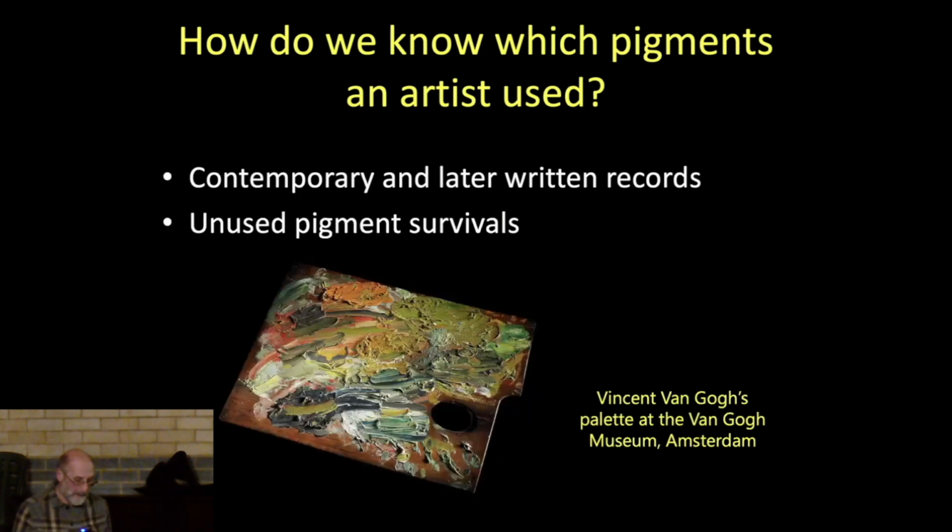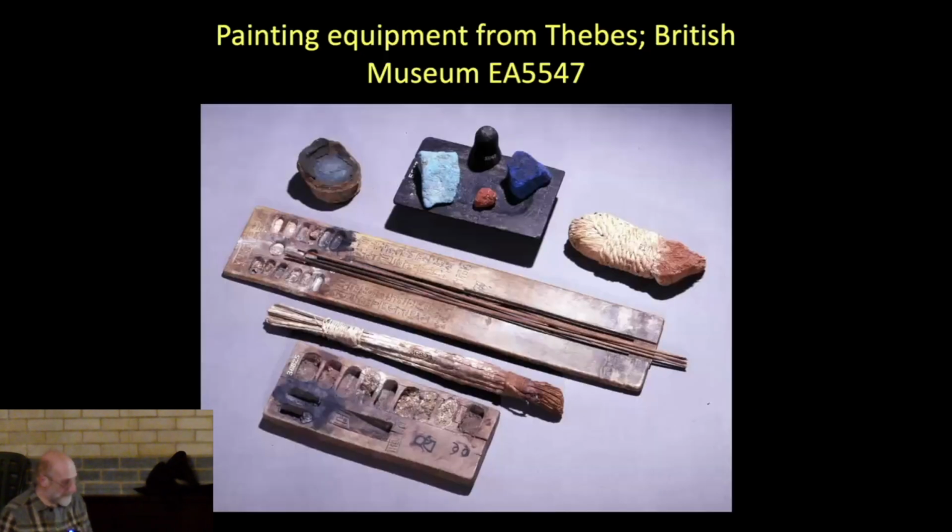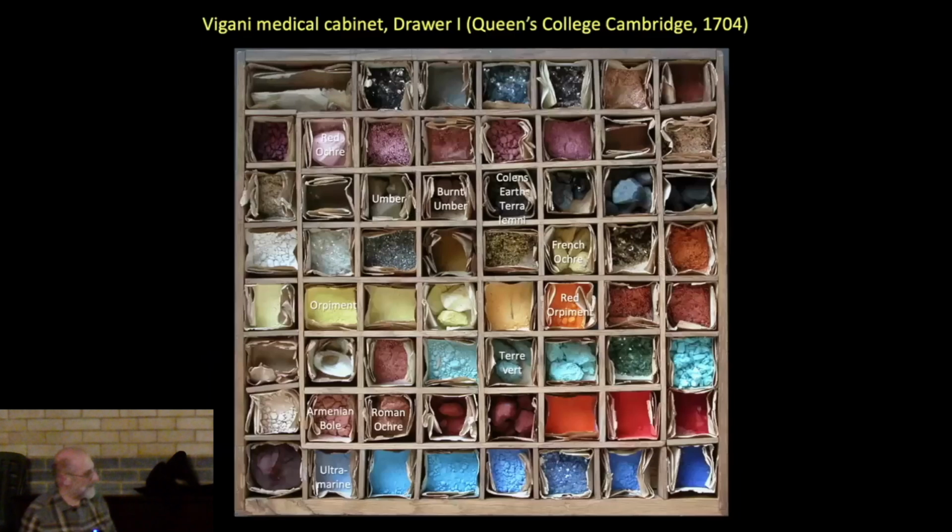Here, for example, is Van Gogh's palette, complete with paints as preserved. You can just imagine dashing out of the room for a cup of tea and not coming back again. And then there's also this set of painting equipment: basalt grinder, a grinding stone, palettes and brushes of various types, excavated from Thebes.